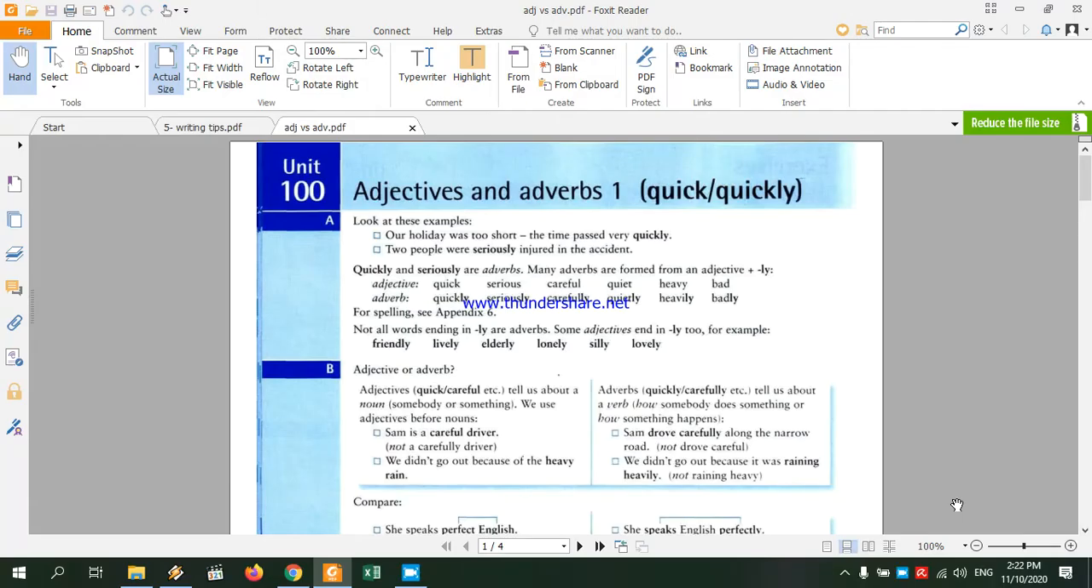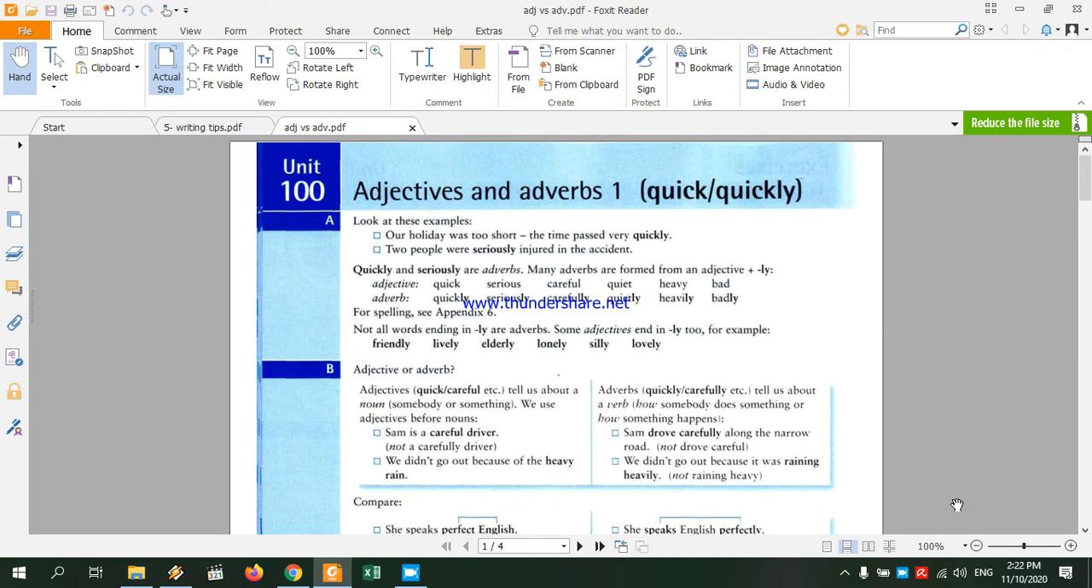Adjectives versus adverbs. Previously, we said that adverbs are words that are used to describe three things. We use adverbs to describe or modify adjectives and verbs and adverbs. However, we use adjectives to describe or to modify nouns only.